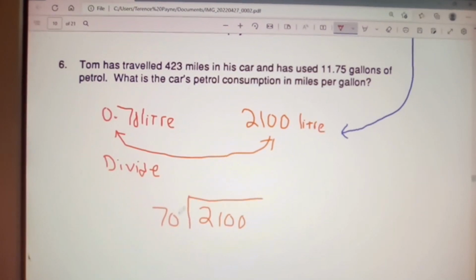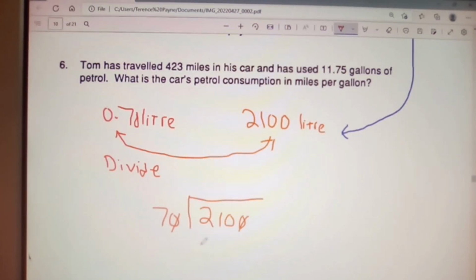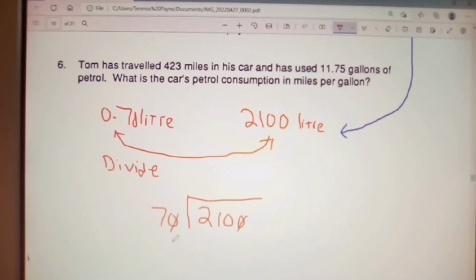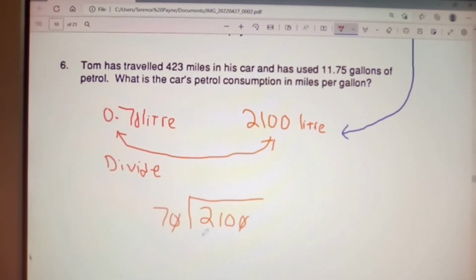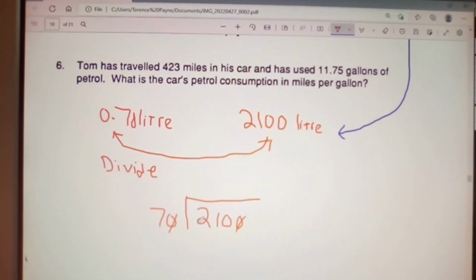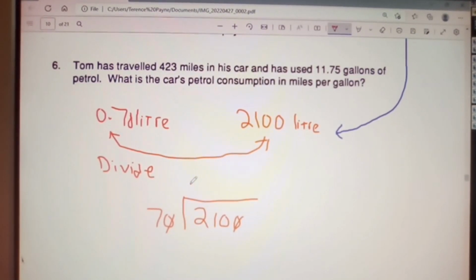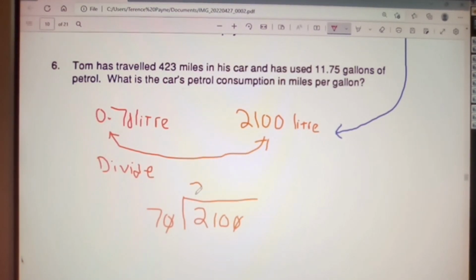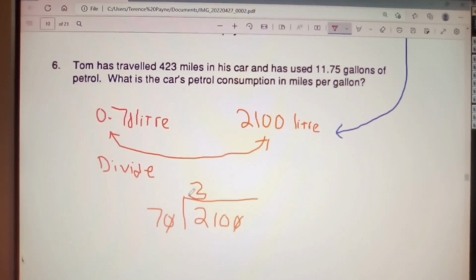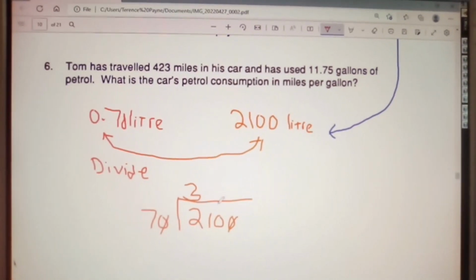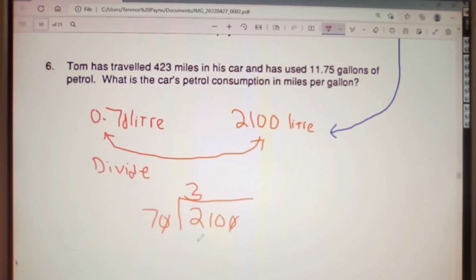If I cross off that nought, and I cross off that nought, that'll leave me 2,210. 7 into 21 goes 3 times. Now, I will not be hiding any mistakes I make. I make mistakes as well, so please remember that, and I will not be hiding them. So 7 into 21 goes 3 times.